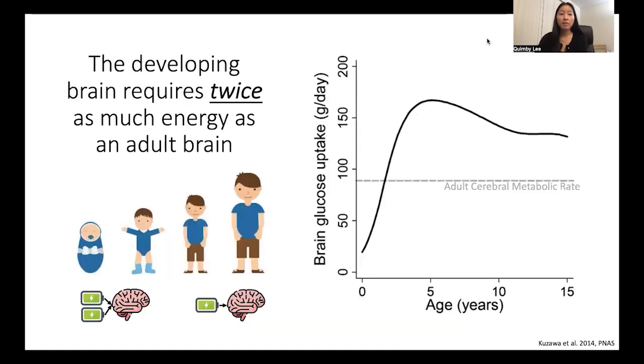So to start out, the developing brain requires twice as much energy as an adult brain. And although the cerebrovasculature is responsible for supplying the brain these energy resources, cerebrovascular function and its development have been understudied in pediatric populations, especially neurodevelopmental conditions such as autism.